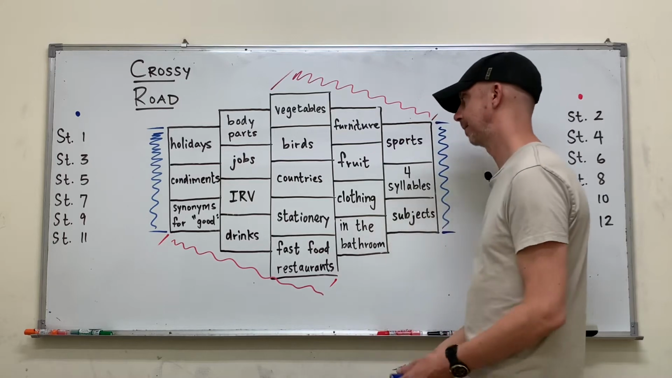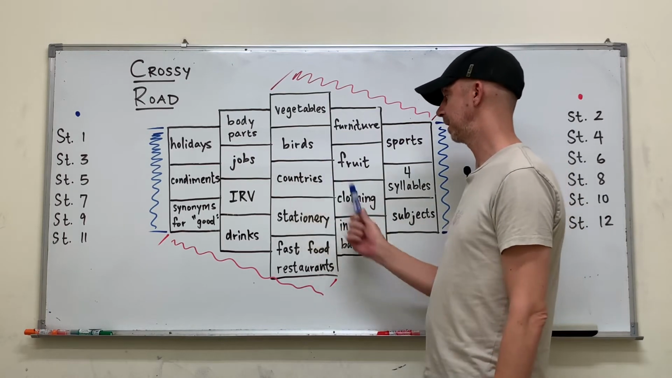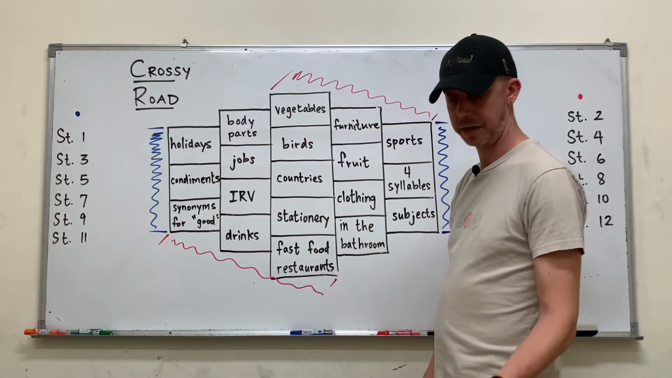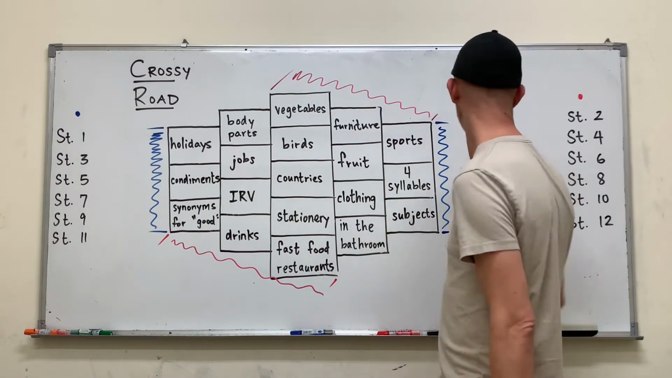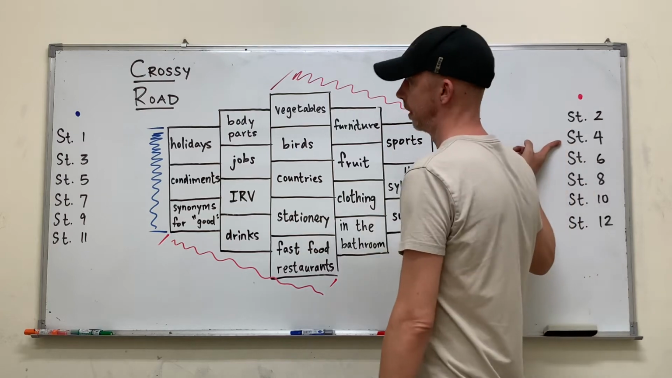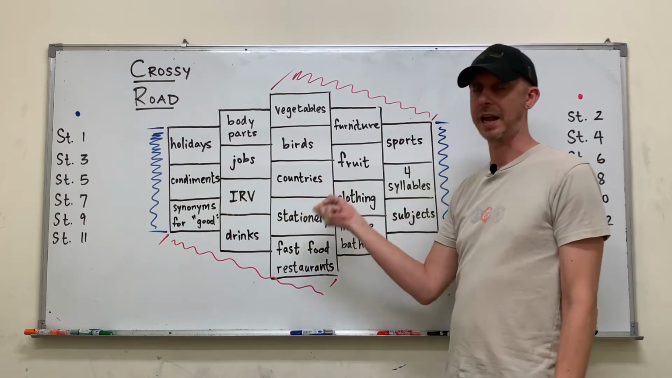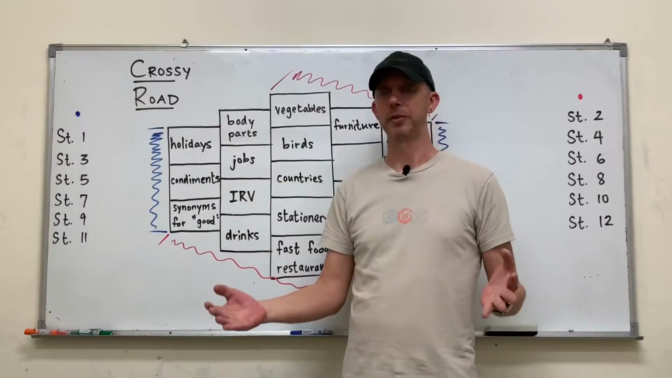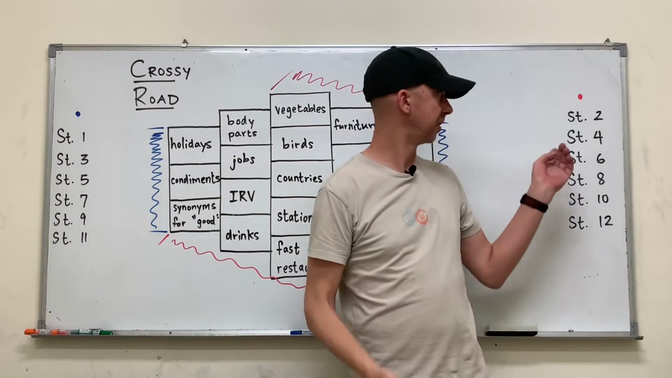Okay, so how do you play? I've made a big map. I've written in all my categories. I'll choose a student. So maybe I'll randomly roll the dice. Okay, 4, you are first. Whoever that is, that person can choose one category. So let's say they choose fruit. Okay, fruit. You need to tell me one example, student 4.